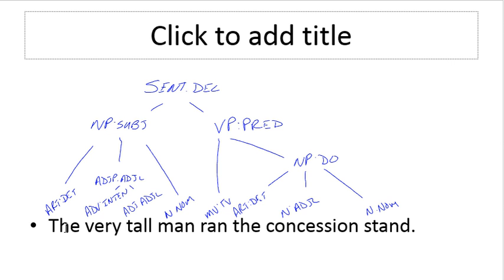Okay, the first sentence. The very tall man ran the concession stand. Very tall, adjective phrase describing man, noun phrase subject. Okay, ran is an action. Ran what? The concession stand. So the concession stand is a noun phrase direct object. Because we have a direct object, this is a transitive verb.